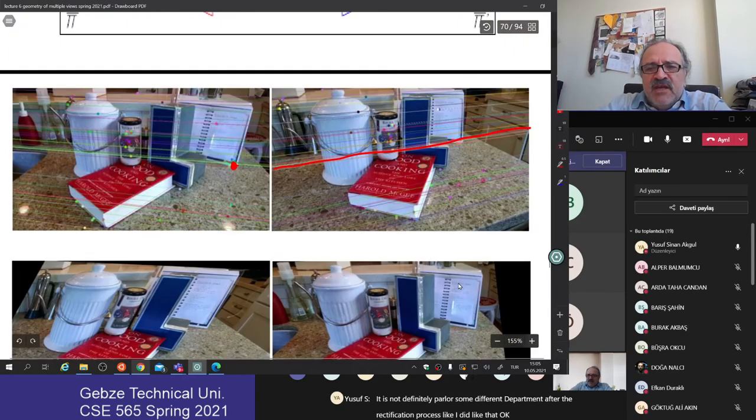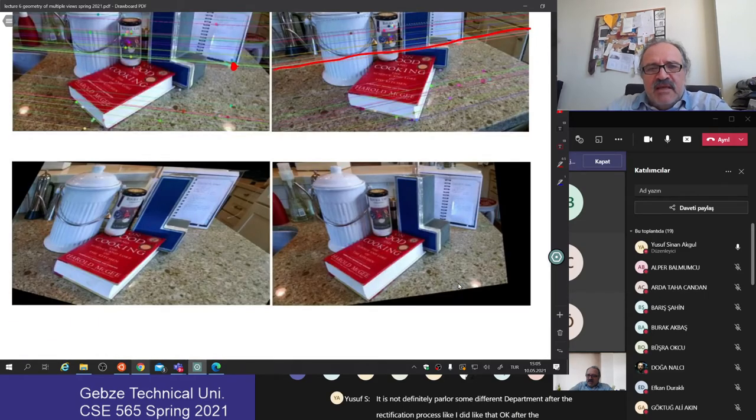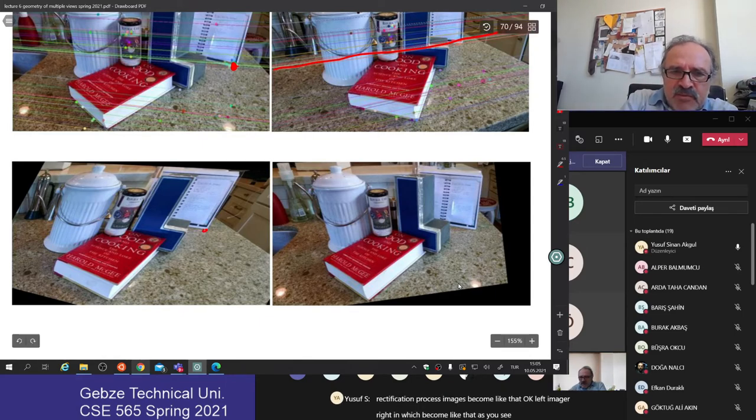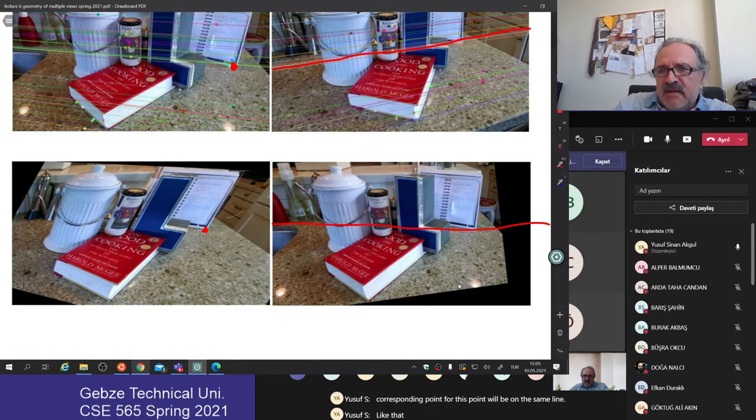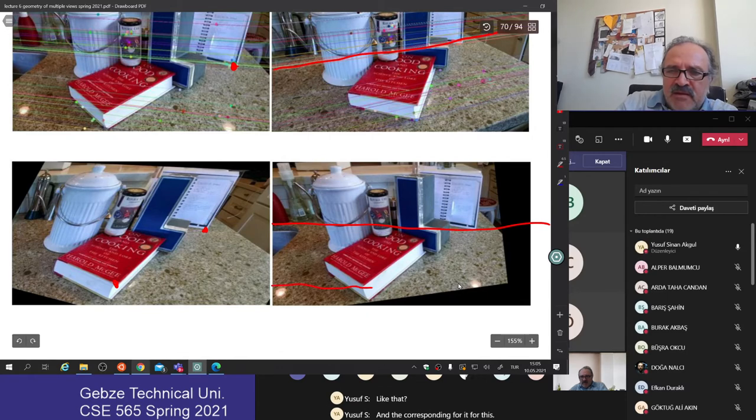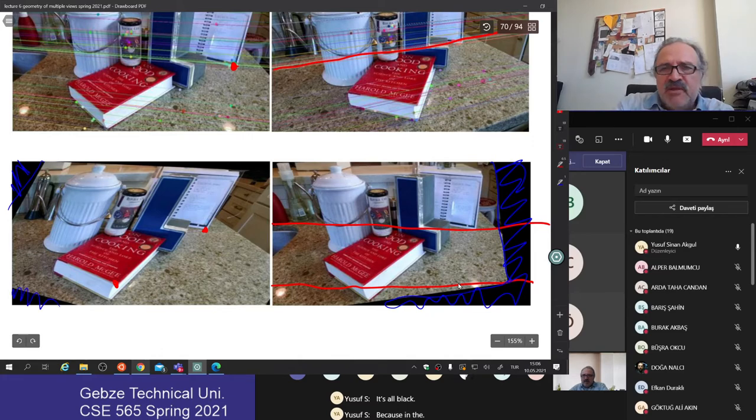After the rectification process, left image and right image become like that. As you see, the corresponding point for this point will be on the same line like that. And the corresponding point for this red one will be under image like that. And see this part of the image, it's all black, because in the new virtual image I may not have any corresponding part. Let's go back there and see.